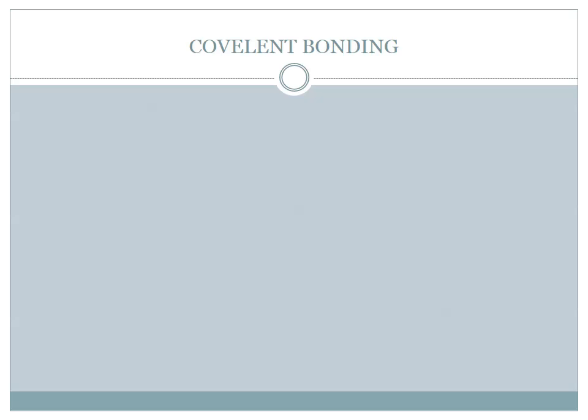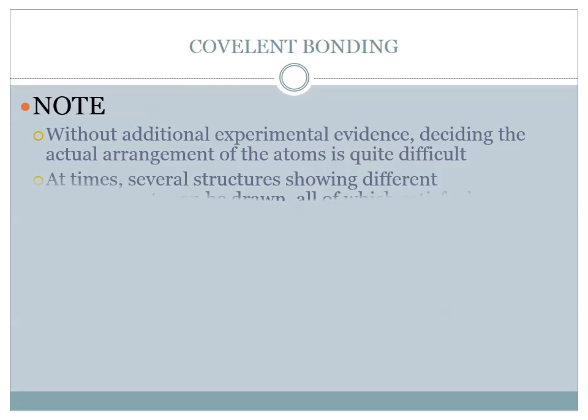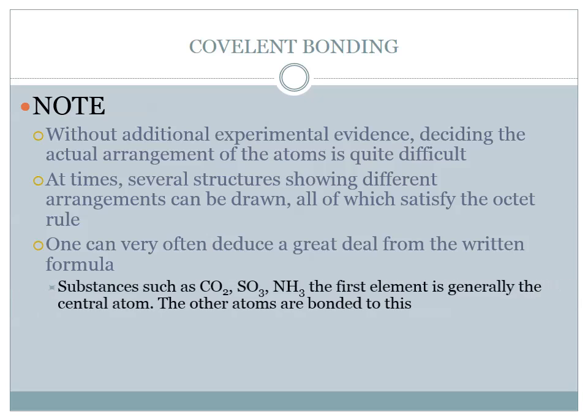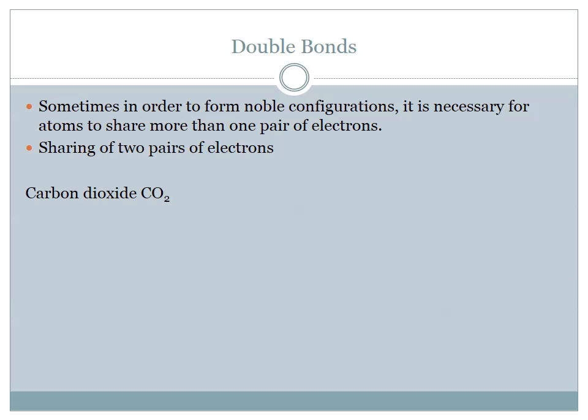Here are some additional notes to think about. The main one is that there are sometimes more than one correct Lewis dot structure that can be formed, and that if there's one element, such as in carbon dioxide, the first one will be the middle atom. Sometimes more than one electron is shared between atoms. An example of a compound in which this occurs is carbon dioxide.